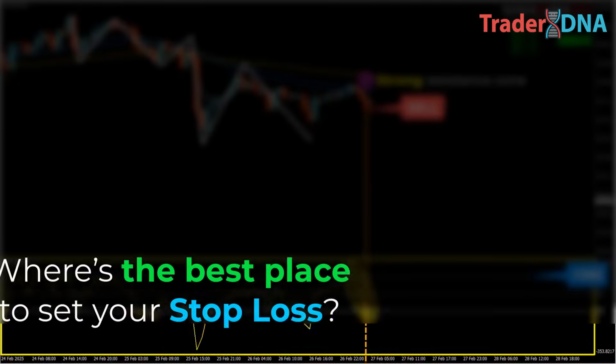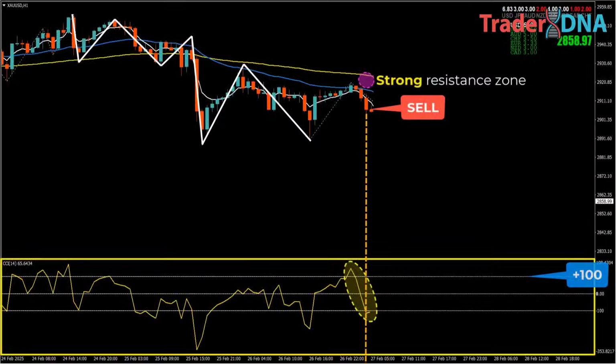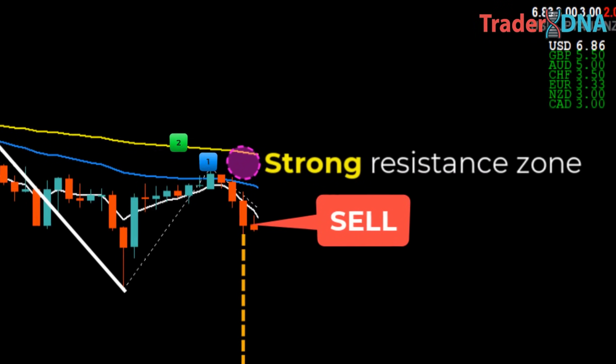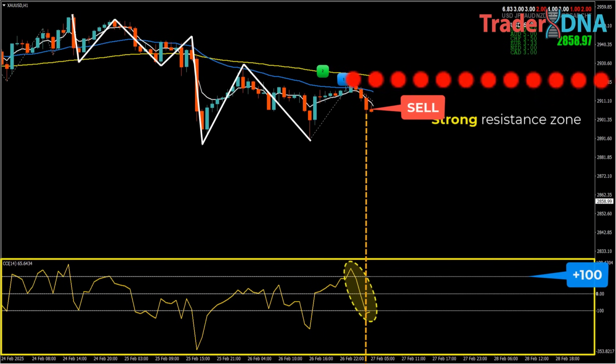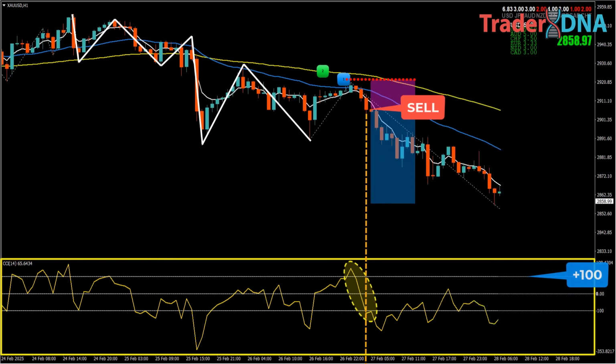So, where's the best place to set your stop loss? This strategy identifies two optimal locations: one, above the nearest swing high; two, above the 100 period EMA. In this case, we're placing our stop loss above the nearest swing high. Why? Because it's not too far from our entry, yet still gives enough breathing room for price action to continue its bearish trend. And then, boom! The price drops, locking in a massive profit.